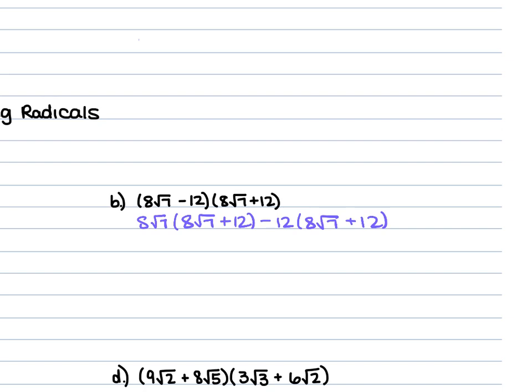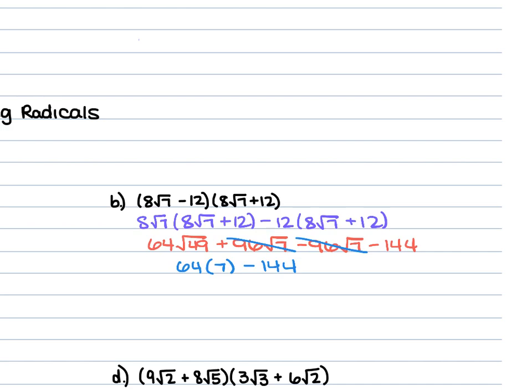So 8 square root 7 times 8 square root 7 is just going to be 64 times the square root of 49. The 8 square root 7 times 12, 8 times 12 is 96 square root 7. The negative 12 times 8 square root 7 is going to be negative 96 square root 7. And then the negative 12 times positive 12 is a negative 144. So we simplify these. Those 96 square roots of 7 cancel out since they're opposites. We're going to have 64 times 7 minus 144.